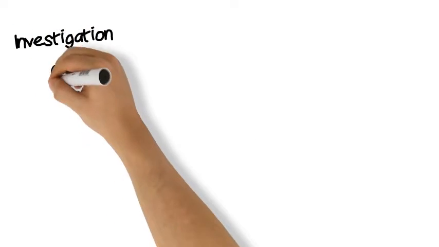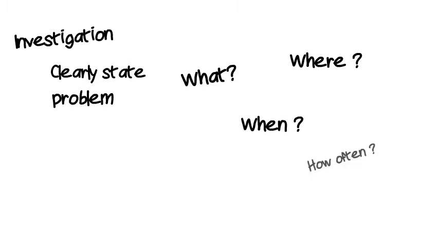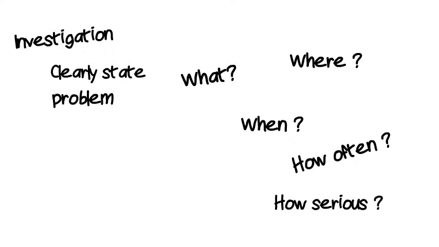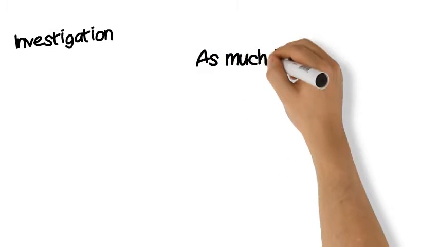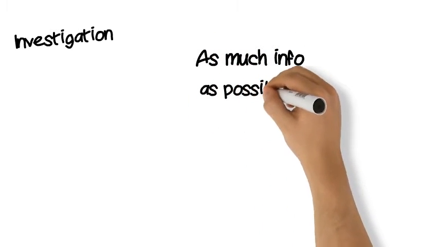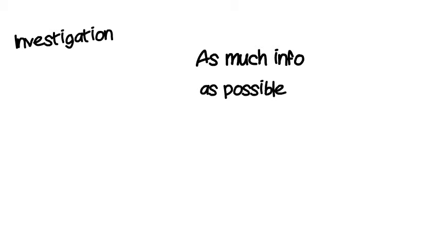You begin with an investigation to properly identify and describe the problem. We ask questions like what, where, when, how often, how serious, are there any limiting conditions? You can also ask questions like where or when might we have expected to find the problem but did not? In other words, the investigation is all about gathering as much information as possible about the problem with two objectives in mind.